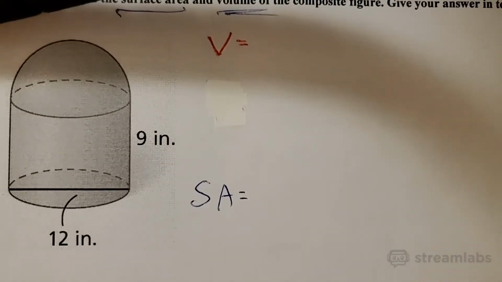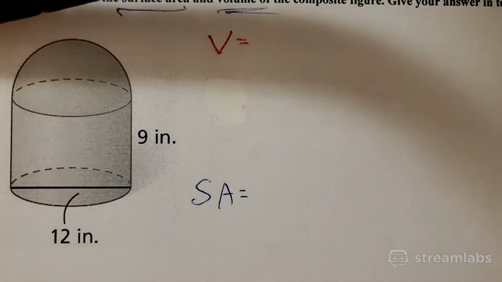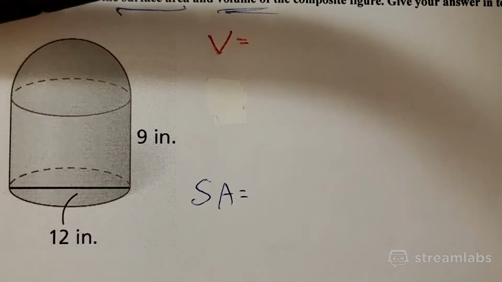So the hemisphere, usually if it's by itself, then it's half, so 2 pi r squared plus a base, but now the base is covered, right? So you don't have to calculate this base right here. Okay.